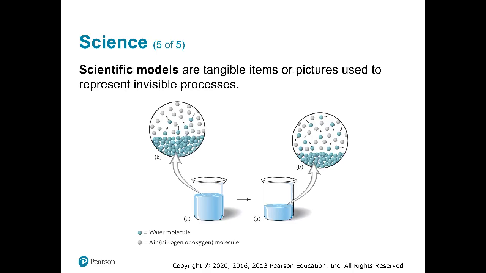So scientific models, these are going to be tangible items or pictures that are used to represent invisible processes. For example, we're going to use this model when we start talking about how liquids and vapors work. And this is a basic molecular model, okay? And it's a pretty good model, and it works very well. So you'll actually see a lot of this.